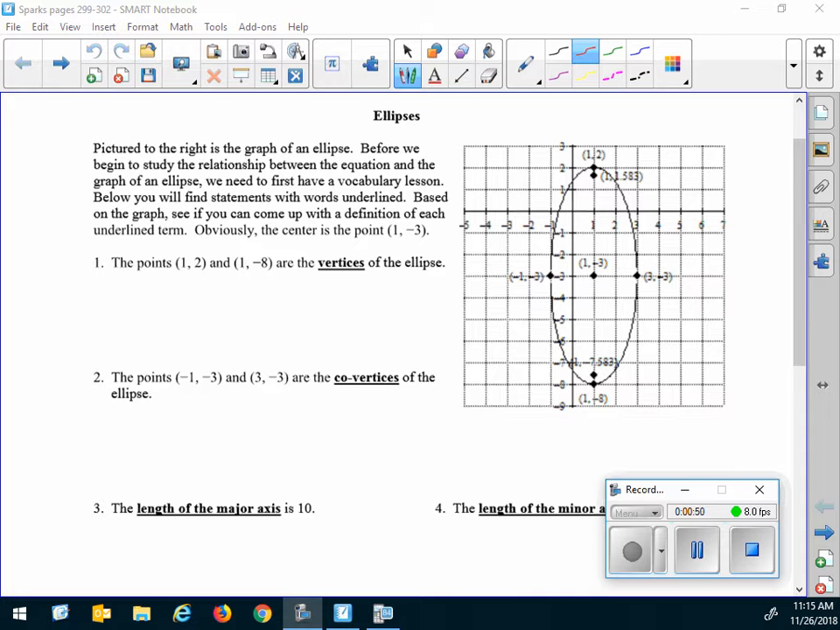All right, so let's look at number 1. The points (1, 2), there's (1, 2), that would be right here, and (1, -8) are the vertices of the ellipse. So let's just talk. What are vertices of an ellipse? Yep. The vertices are the farthest points from the center. The 2 points that are farthest from the center.